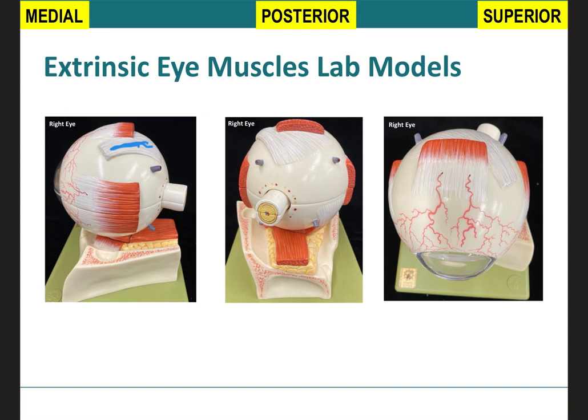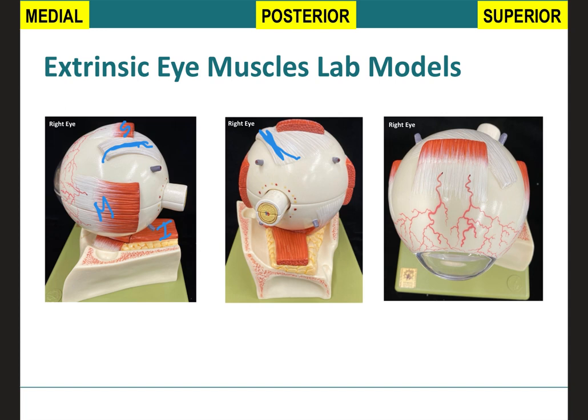The oblique will always point towards the medial side. So this would be your medial rectus. Up here would be your superior rectus. Down here is your inferior rectus. Again, this is the superior oblique. See how it's going on an angle?